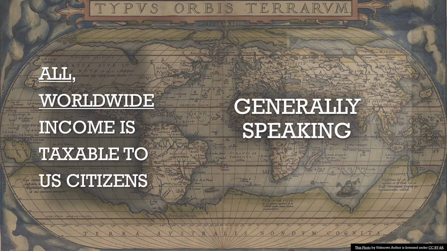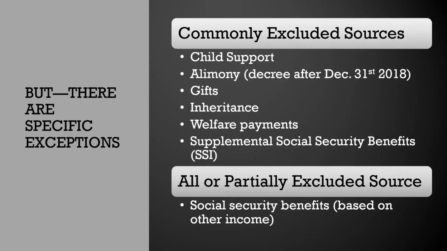It is important that we begin conceptually with this idea that all worldwide income is taxable to U.S. citizens. And that is true, generally speaking. But there are some caveats. There are specific exceptions written into the tax law. Note that if a source of income is not specifically excluded, it will be taxable. Note also that excluded income is not the same as a deduction from income.